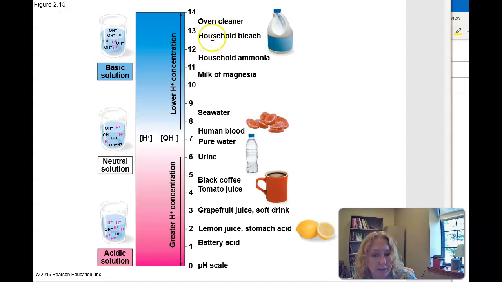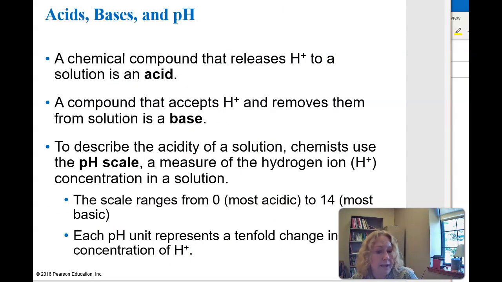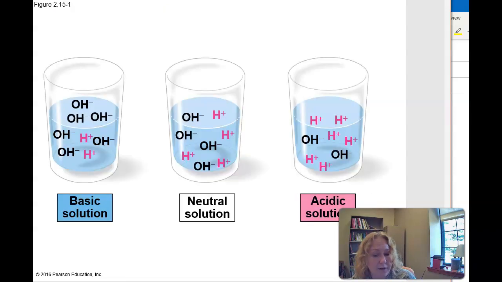So again, oven cleaner, bleach, very basic solutions, you don't want to drink it. Battery acid, you don't want to drink it. Your stomach acid, right? Things up here that are neutral, your blood, your pure water, things of that nature, they have to be because your body responds to a pretty neutral pH of 7, except for your stomach acid, which is about a 2. Again, acid releases, base accepts, and the pH is the scale there.